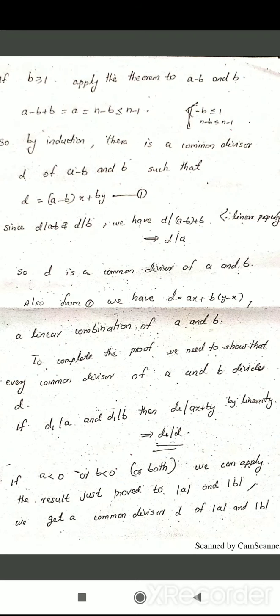Now we assume a or b is negative or both are negative. Then apply the above result to modulus of a and modulus of b, which are always greater than or equal to 0.